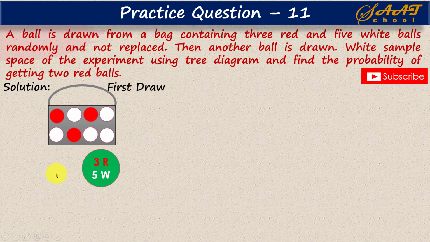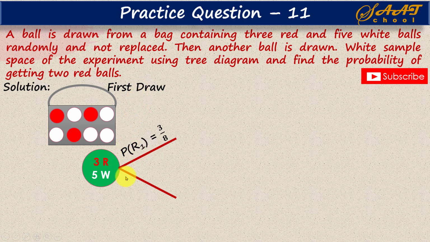So in the first draw, we make branches. These are 2 branches in the first draw. You can assume this branch is for the probability of red and this branch is for the probability of white. The probability of red in the first draw is 3 by 8. We have 3 red balls, so this is 3, and we have 8 balls together in the bag, that's why this is 8. So this is for the probability of red in the first draw.